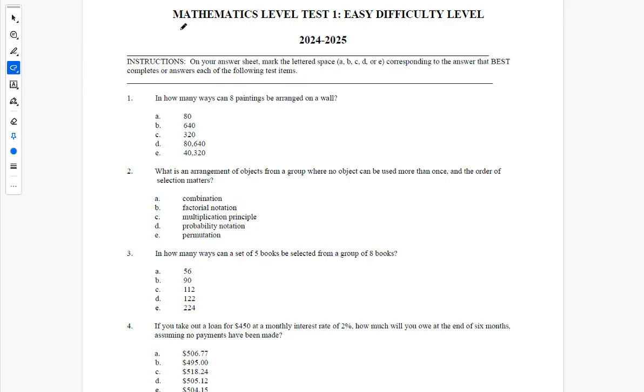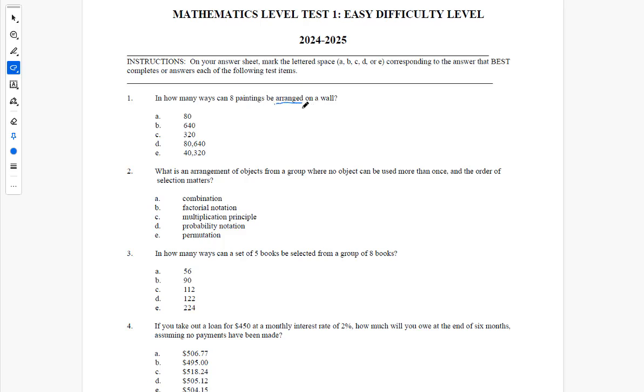Here we are with this mathematics level test 1, the easy difficulty level, to really give you an introduction to the topics that are going to be in the 2024-2025 mathematics subject. So, number 1, in how many ways can 8 paintings be arranged on the wall?